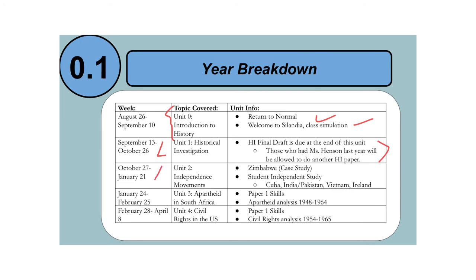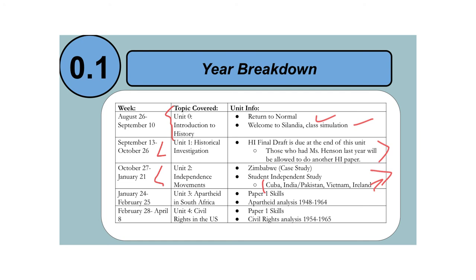Then the last half of the semester, we're going to work on independence movements, and this is where we're going to do Zimbabwe as a case study, and then you can choose any one of these 4 different countries to study independently and compare and contrast with Zimbabwe. It's very similar to the activity that we did last year with authoritarian leaders.